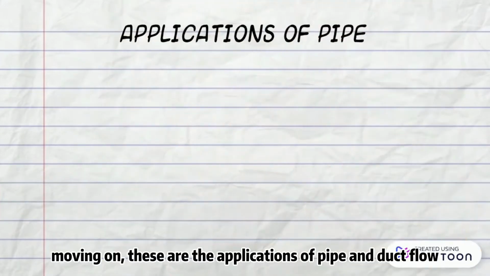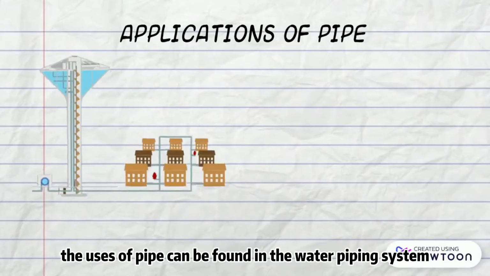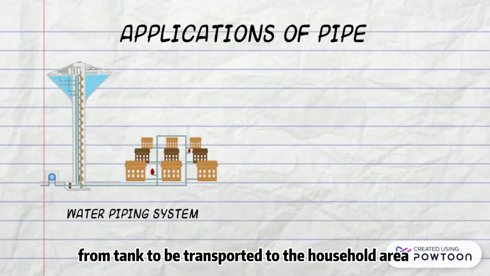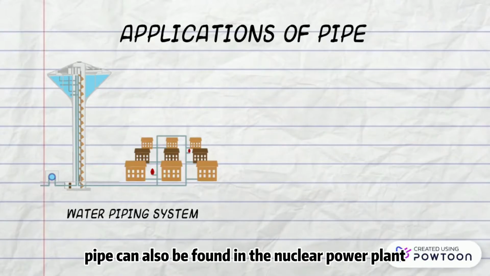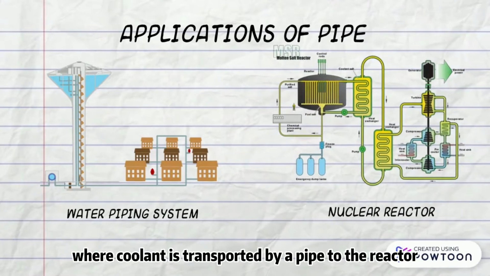Moving on, these are the applications of pipe and duct flow. Firstly, the use of pipe can be found in the water piping system, which allows the treated water from the tank to be transported to the household area. Next, the use of pipe can also be found in the nuclear power plant, where coolant is transported via pipe to the reactor.